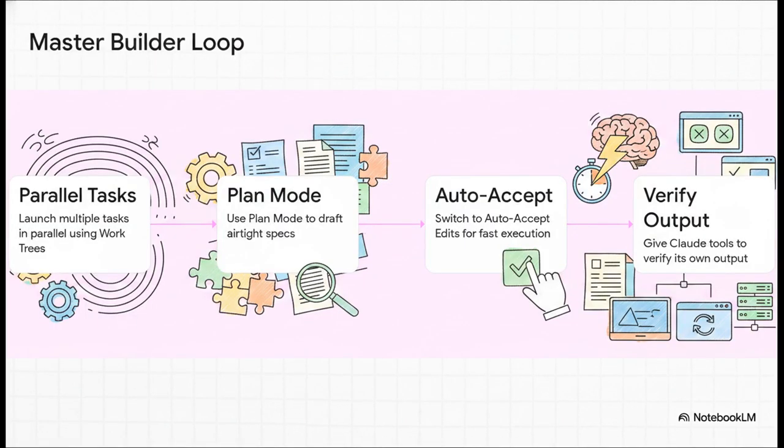Top experts actually pull all of this together into what's known as the master builder loop. This right here is exactly how top creators are pushing out hundreds of pull requests a month without breaking a sweat. Step 1, launch multiple tasks in parallel using those work trees. Step 2, use plan mode to build an absolutely airtight spec. Step 3, switch over to auto-accept edits for blazing fast execution. And step 4, and this is vital, guys, give Claude tools to verify its own output, like letting it run the dev server or view a browser. If it can actually see its own mistakes, it's going to fix them before you even realize they were there.